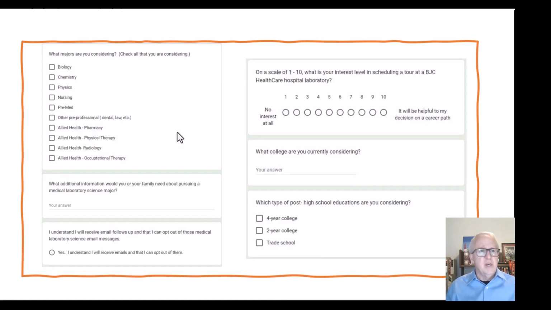The second page, again, other things you're looking at, so I can market to medical laboratory scientists or even against other professions. You may or may not be comfortable with that, but it's an option.